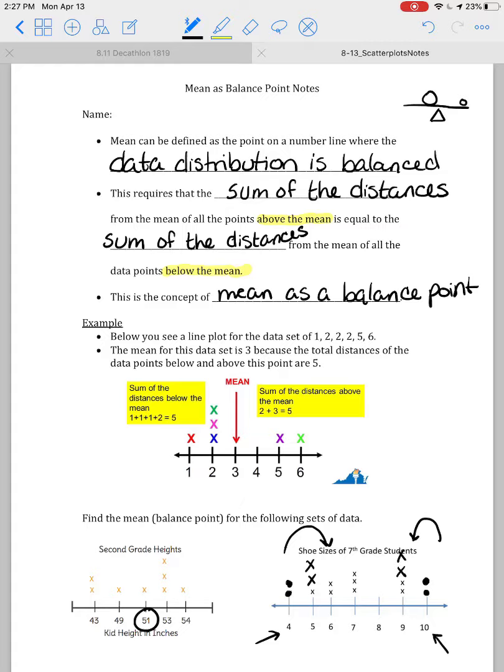I'm going to finish this without any voiceover, and I'm going to speed it up. So just watch how I cross out and move towards the middle, always going left, right, left, right. All of our data points stack up on 7, so 7 is our mean or our balance point.